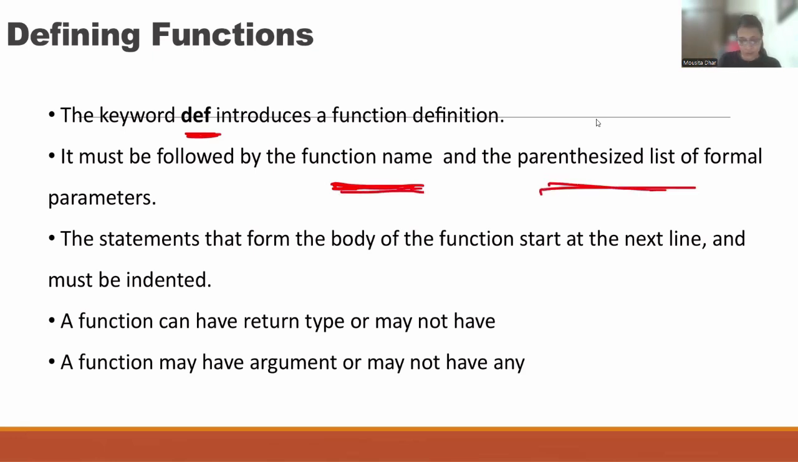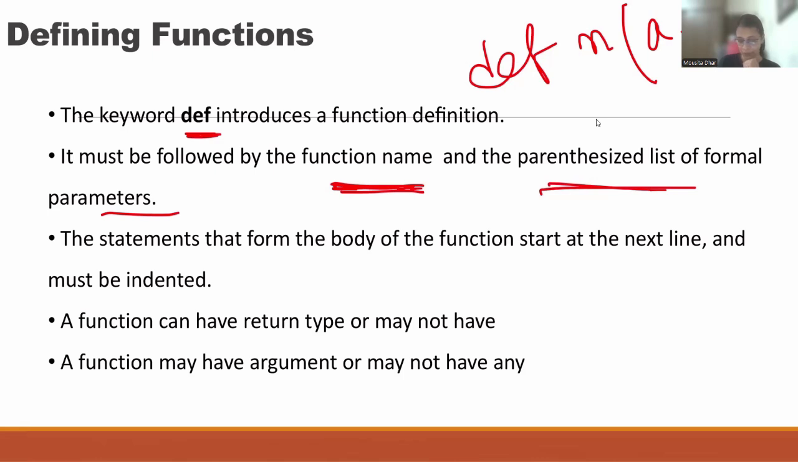Then parentheses with a list of formal parameters. I'm talking about the parameters. So what is a parameter? A parameter is some input value to your function. Input values, in the sense I want to add two numbers, so those two numbers will be your input values. That is the concept of a parameter. Normally we write parameters inside the parentheses. So def is the first keyword, then give a function name, anything, and then inside the brackets you pass the parameters a, b, c, d, whatever. This is how to write a function.